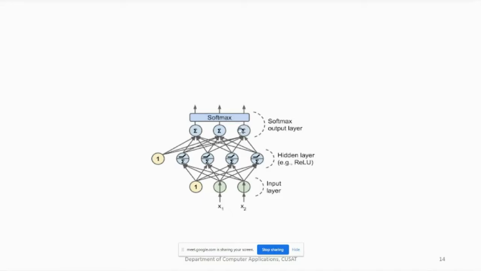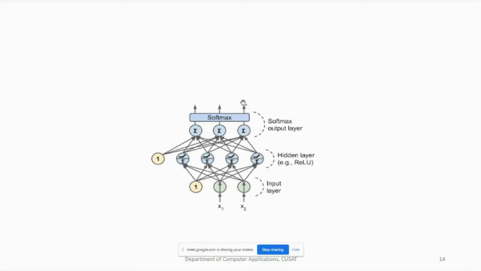This neuron is responsible for computing the score corresponding to the first class. This neuron is responsible for computing the score corresponding to the second class, and this neuron is responsible for computing the score corresponding to the third class. And these scores are passed to the softmax function. Then as a result, this softmax function provides some probability values.